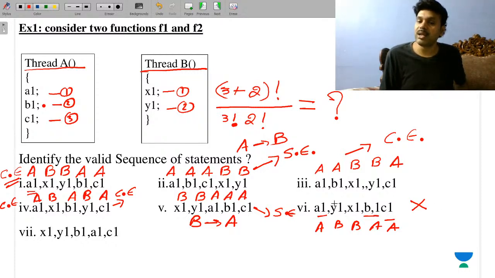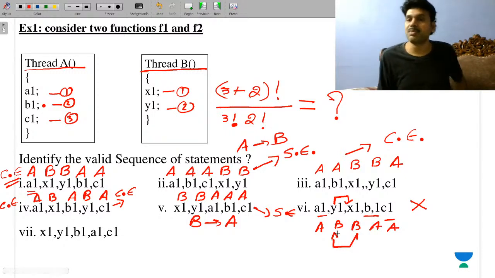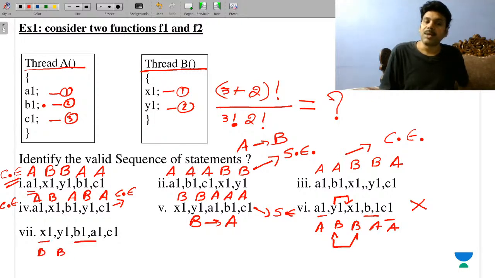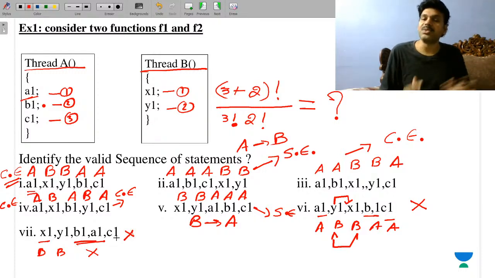But why is this invalid? Because within the process you are trying to do interswapping. That interswapping within the process must not happen. You can change the sequence of execution, but internal swapping must not be allowed. Here X1 is done by B and Y1 is done by B, but B1 before A1 is also not possible, because the first action to be done in thread A is A1, not B1, therefore it is invalid. This is how the serial execution and concurrent execution are to be done.